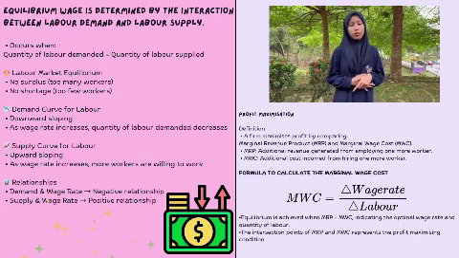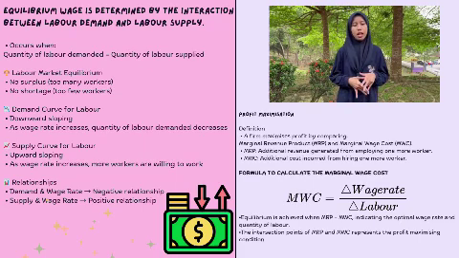The labor demand curve is downward sloping. It means higher wages reduce the quantity of labor demanded. The labor supply curve is upward sloping. It means higher wages attract more workers. So there is a negative relationship between wage and demand and a positive relationship between wage and supply.